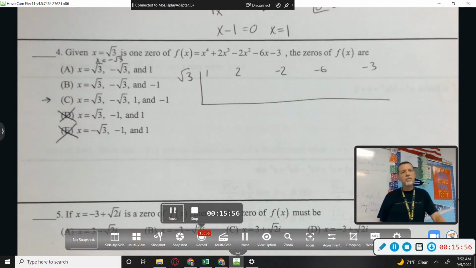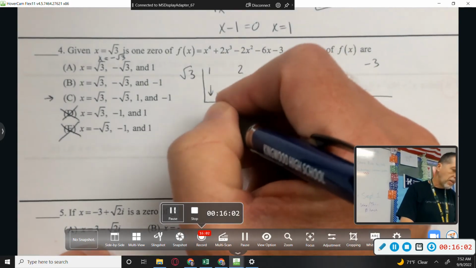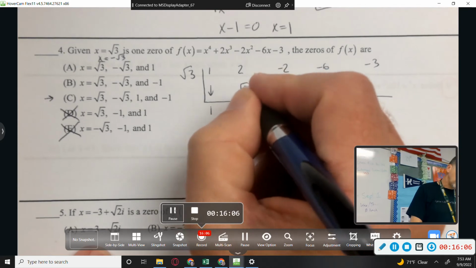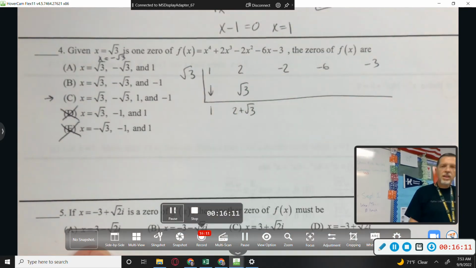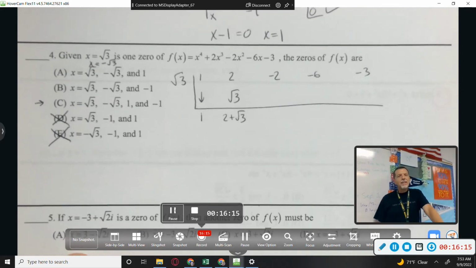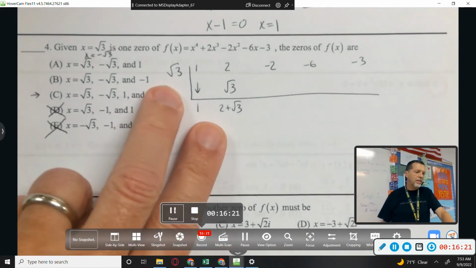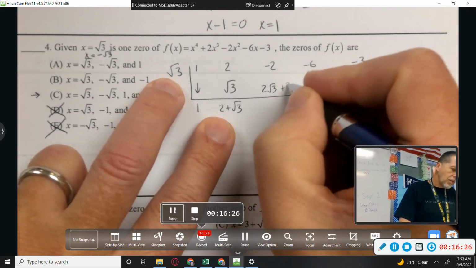Okay, so same thing. It's going to be a pain with the square root out there. But the process is the same. Copy down the 1. Multiply. Add. Multiply. Okay, so multiplying, if you need to write it out to the side to make sure you don't mess up the distribution thing, that's fine if you can handle it. 2 root 3 plus 3.